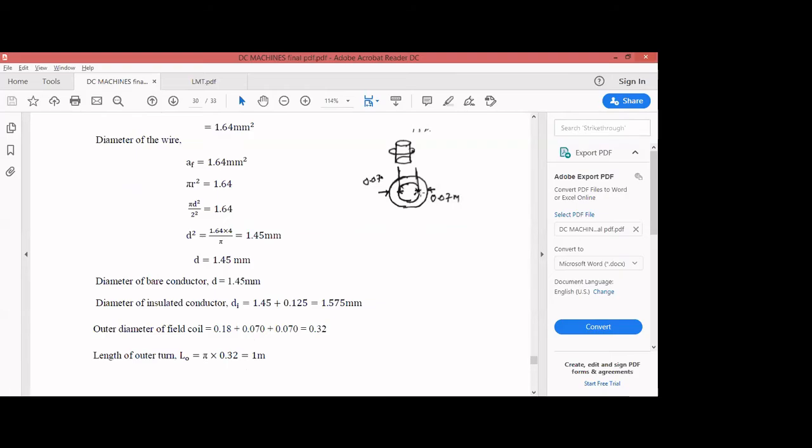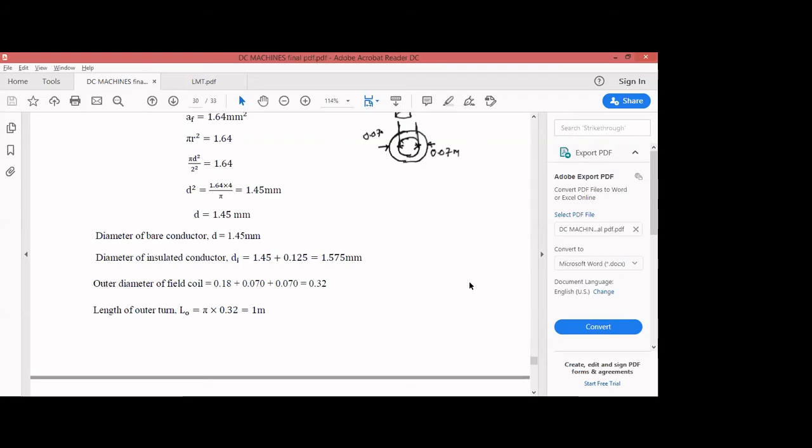Plus, they are not given regarding the insulation thickness. Next, what is given? Depth 0.07 for this side, and one more 0.07 for this side. So the outer diameter of the field coil is nothing but 0.32. The outer diameter of the field coil is now 0.32.